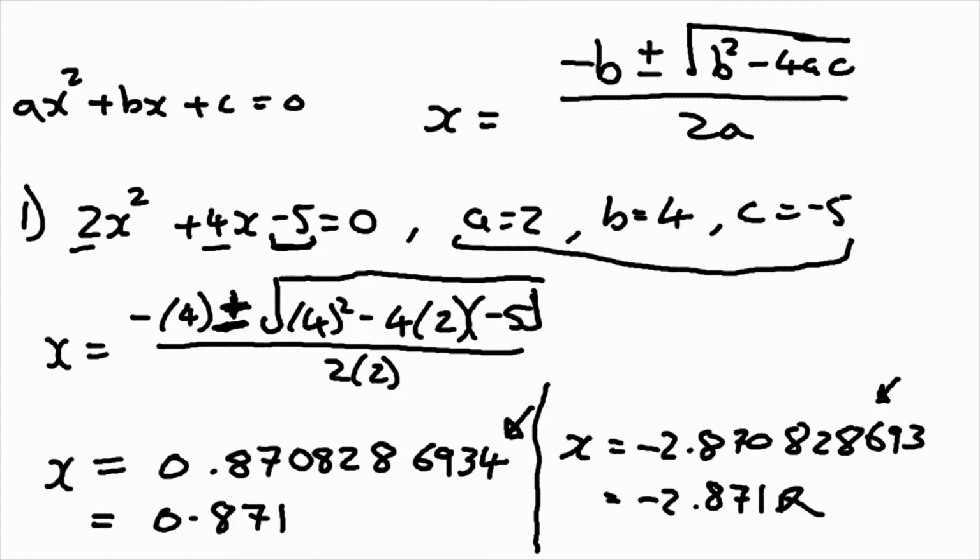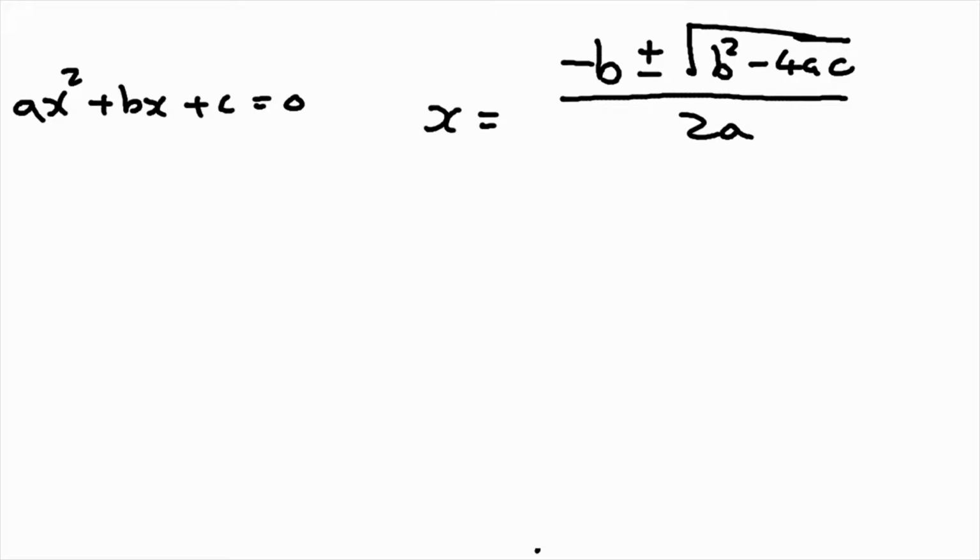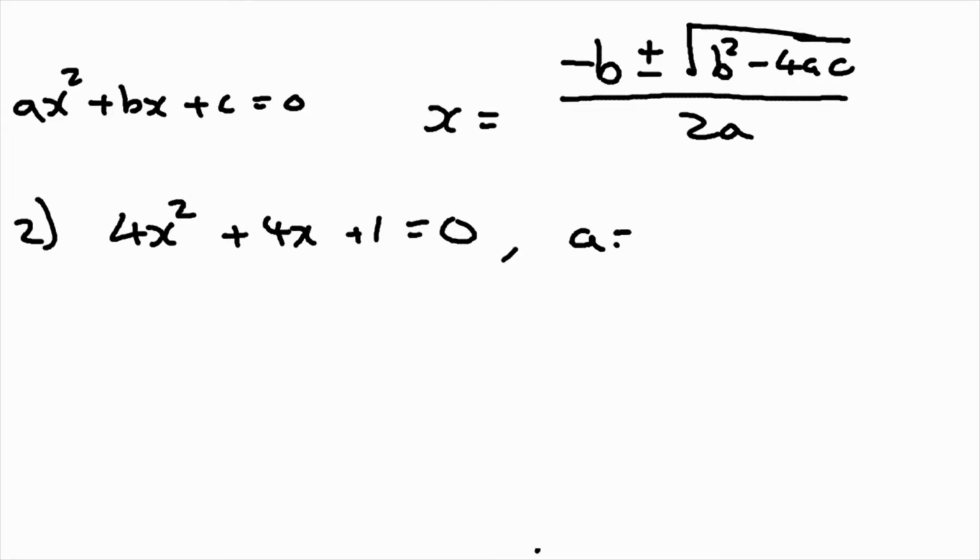Let's have a look at another example. This time we've got 4x squared plus 4x plus 1 equals 0. We look at our a, b, and c. a equals 4, b equals 4, and c equals 1. Again, we can put this into our quadratic formula.